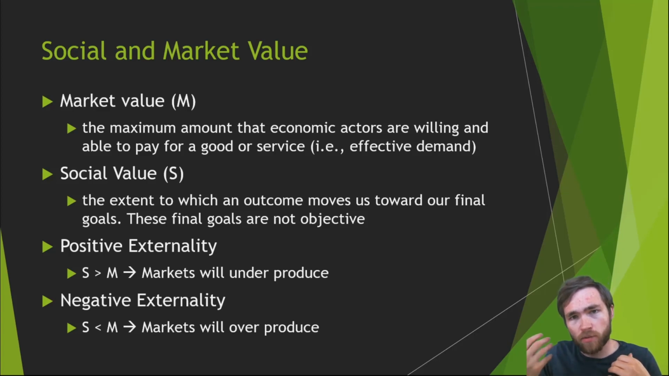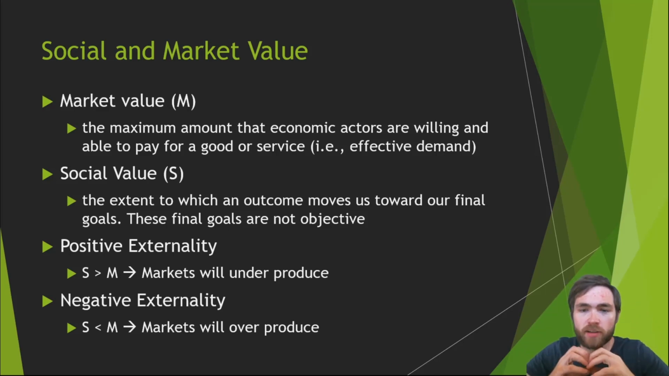The market value of a good, which I'm going to substitute with the letter M, is the maximum amount that economic actors are willing and able to pay for a good or service. This is another way of describing effective demand. Social value is the extent to which an outcome moves us towards our final social goals, and these final goals are not going to be objective. So this idea of market value is an individual concept, and social value is a collective concept.